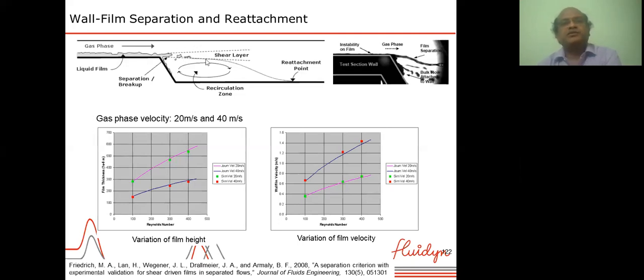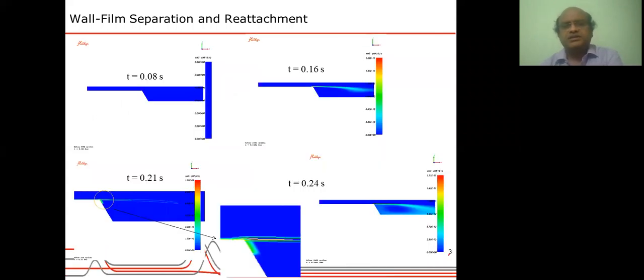And here, once the droplets are formed, they can be modeled using the population balance model or the Lagrangian model, provided these two methods are coupled properly. So here I show some results.